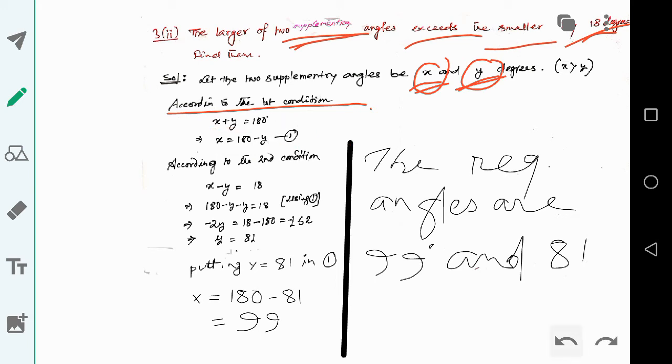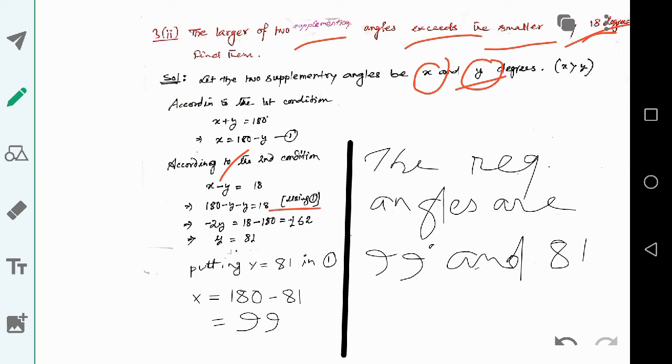And according to the second condition, it is given that the larger angle exceeds the lesser by 18, that's why x minus y must be 18. Now let us replace this x by this value, because in equation number 1 we have got x is equal to 180 minus y. Now put this value of x here, from 1.